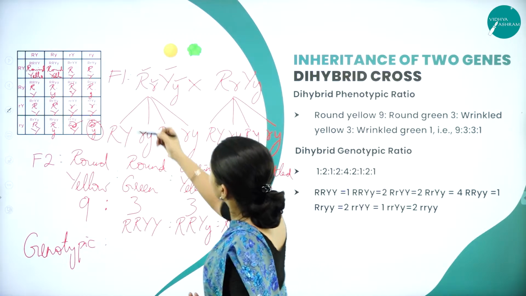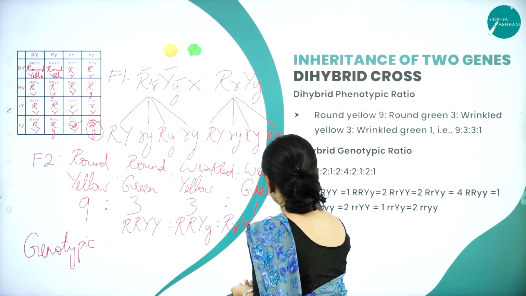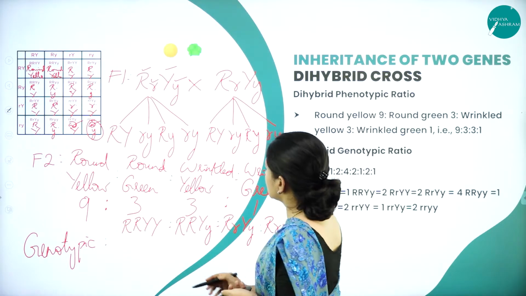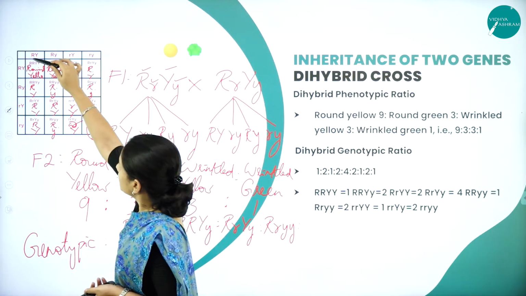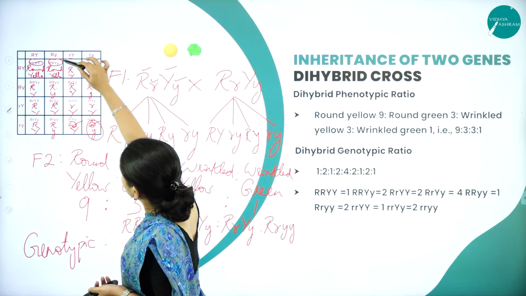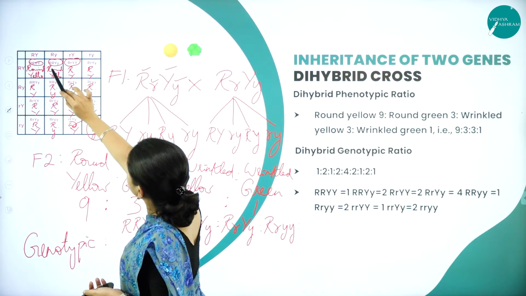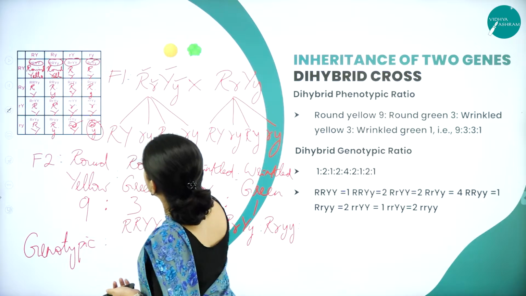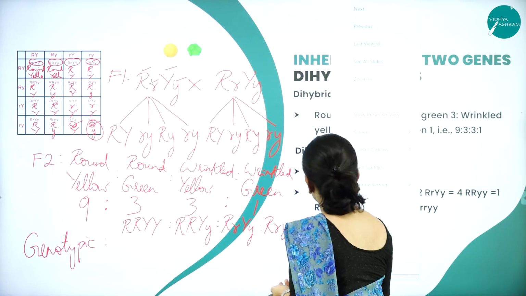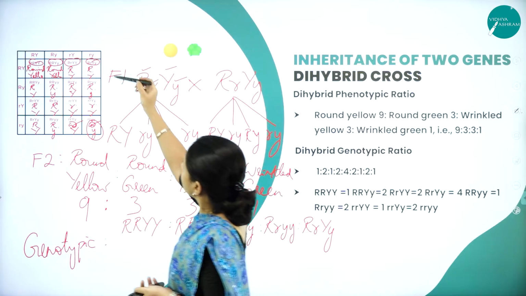RR, YY. And again, how many RR, YY? So, I've taken this RRYY, then this RRYY, and again this I've finished, and again RR, this already is done. This is there, RR capital Y small y, RR capital Y small y. So, RR capital Y small y, this is done.